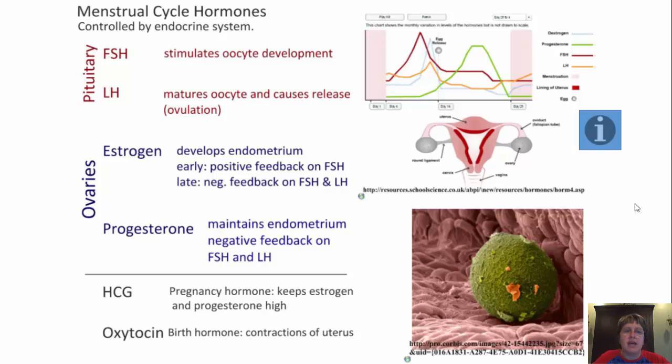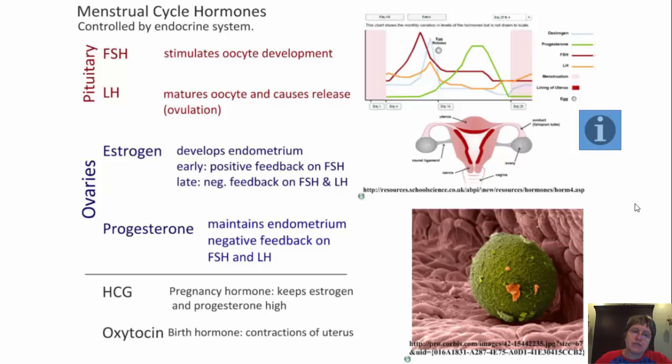So you have FSH, which stands for follicle stimulating hormone. This hormone, the follicle stimulating hormone, or FSH, is going to stimulate the oocyte development, or stimulate the development of the egg. We call that an oocyte. LH, or luteinizing hormone, is going to mature the oocyte and will cause the release of the egg, or ovulation.